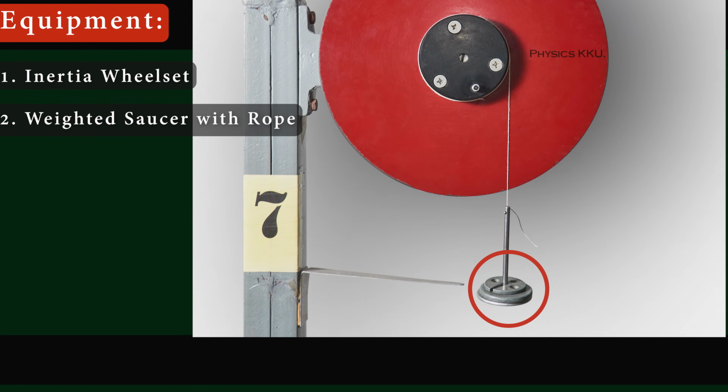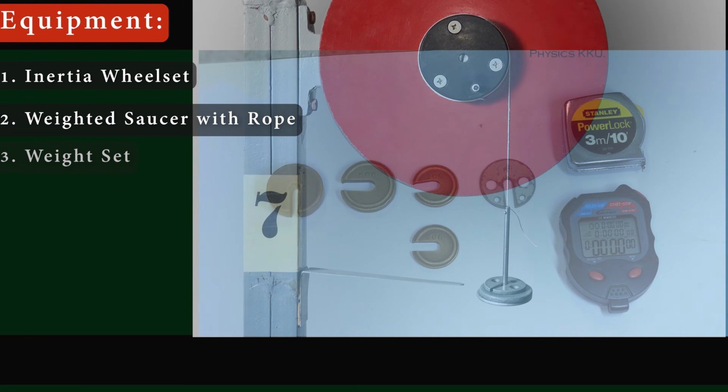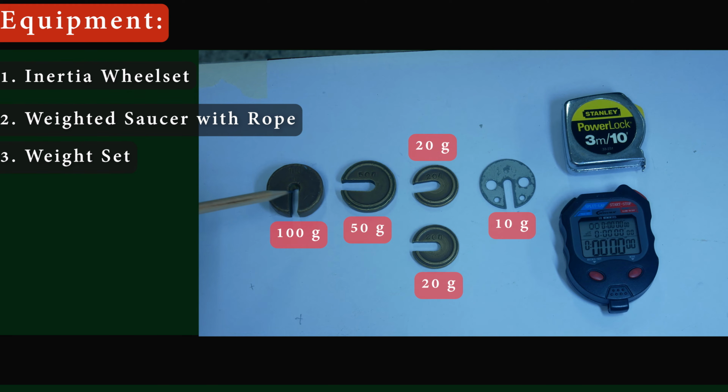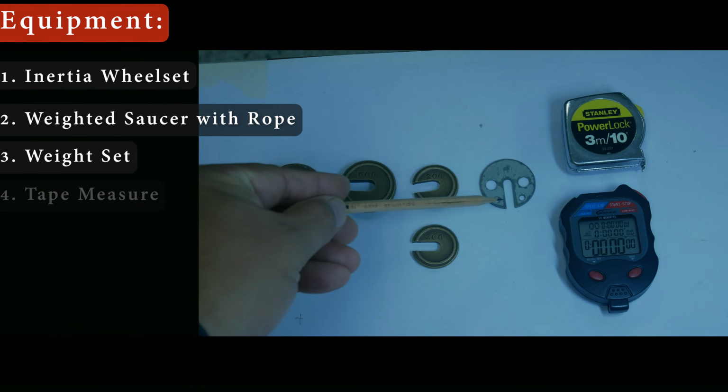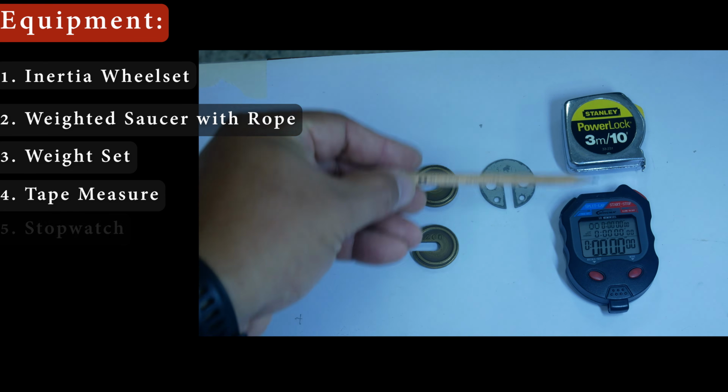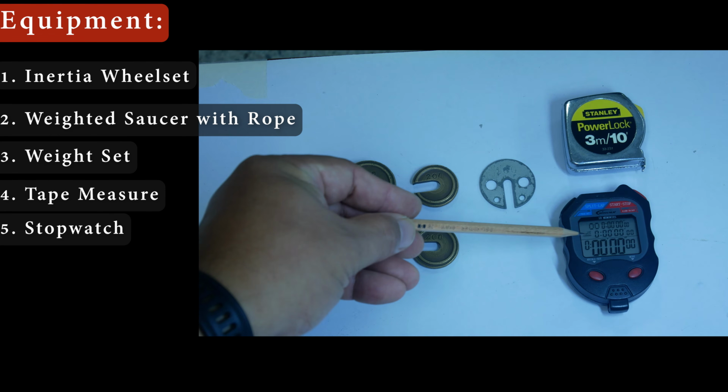2. Weighted saucer with rope. The mass of the saucer, M0, has been written on the saucer. 3. Weight set. It consists of one mass of 100 grams, one mass of 50 grams, two masses of 20 grams each, and one mass of 10 grams. The weight set is provided in the equipment box. It is complete and can be used for testing. Students are prohibited from borrowing weight sets from other student groups. 4. Tape measure. 5. Stopwatch.